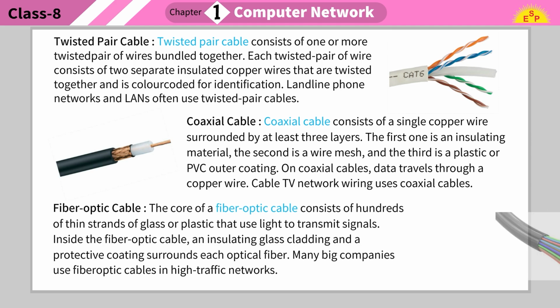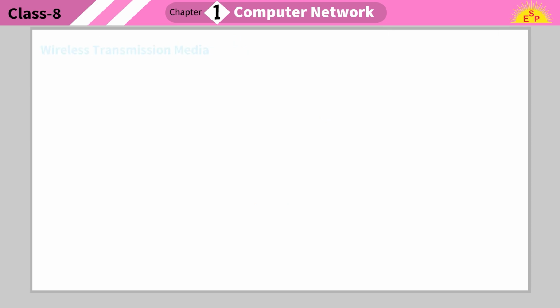Fiber optic cable. The core of a fiber optic cable consists of hundreds of thin strands of glass or plastic that use light to transmit signals. Inside the fiber optic cable, an insulating glass cladding and a protective coating surrounds each optical fiber. Many big companies use fiber optic cables in high-traffic networks.